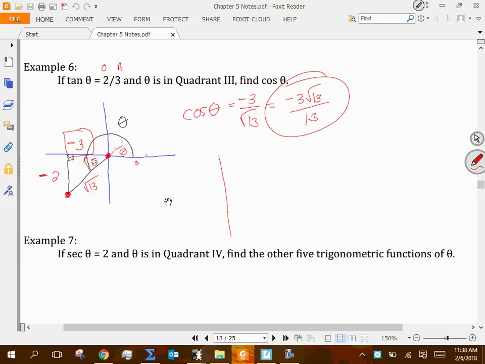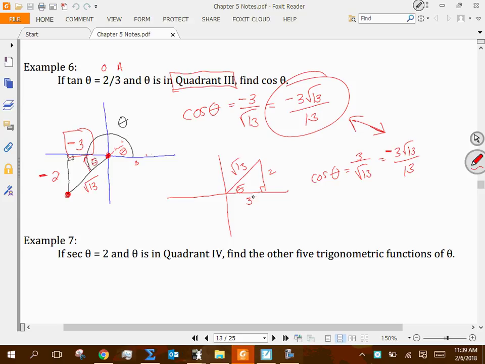If we were to reference this theta bar back to the first quadrant, and say that this is 3, and this is 2, and this is root 13, the cosine of theta bar here would be 3 over root 13, which evaluates to 3 root 13 over 13. But remember that theta is in quadrant 3, and cosine in quadrant 3 should be negative. So there you have two different approaches, two different perspectives, and you get the same answer.